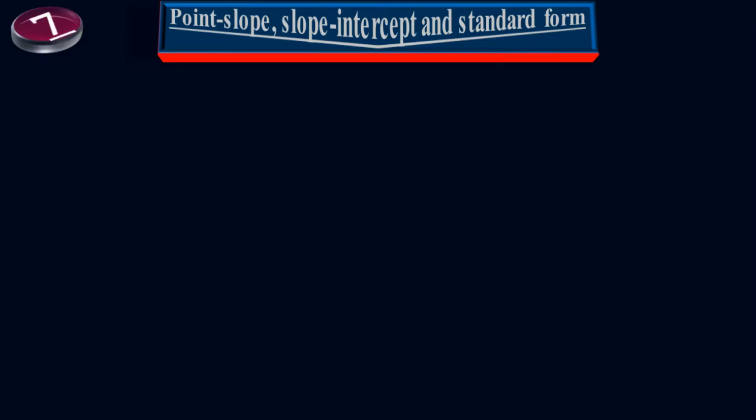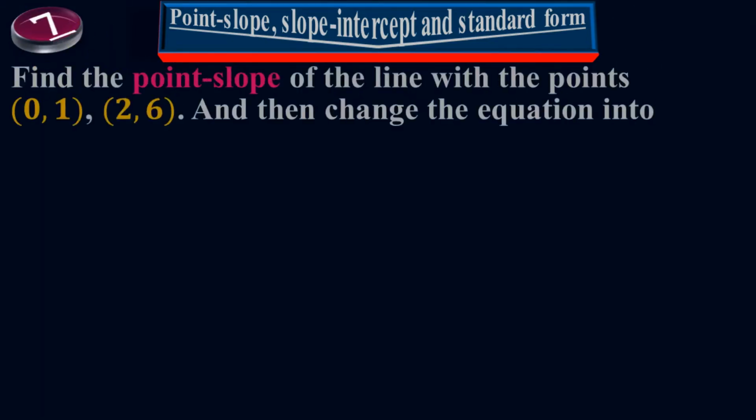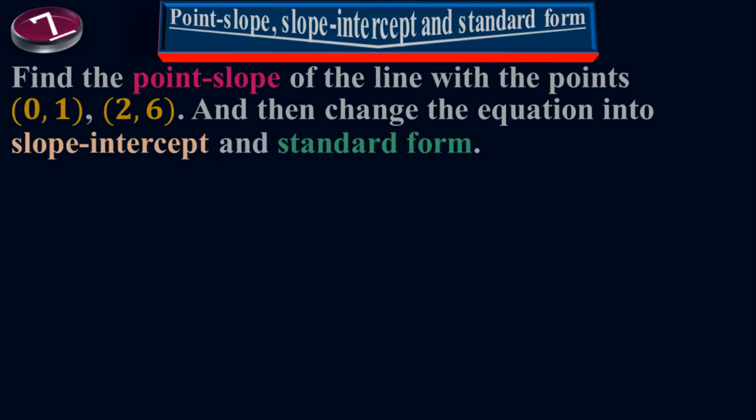Example 7. Find the point slope of the line with the points (0, 1) and (2, 6), and then change the equation into slope-intercept and standard form. My coordinate points are (0, 1) and (2, 6). This time I'm going to find the point slope of the line which lies in the xy plane at (0, 1) and (2, 6). And then at the end I'm going to change the equation into slope-intercept and standard form. From the point slope I'm going to change it into slope-intercept and then standard form.